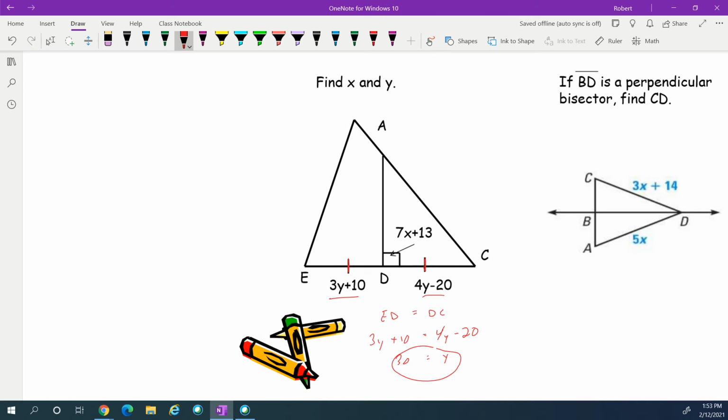The perpendicular bisector, AD, is perpendicular. So we also know that it forms a right angle, or that 7x plus 13 has to equal 90 degrees. So 7x plus 13 equals 90. We're going to subtract our 13, and x equals 11. AD is a perpendicular bisector. It is perpendicular and it bisected.